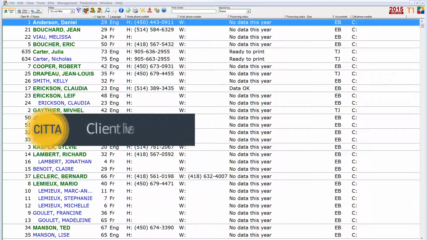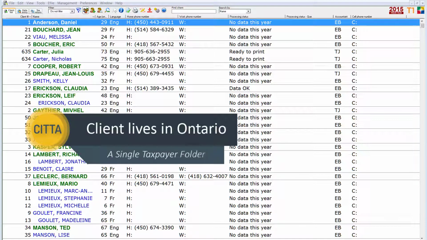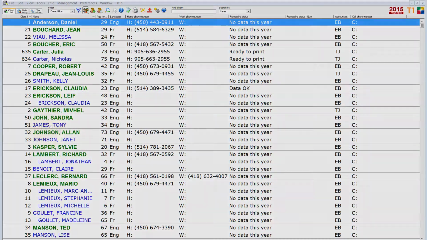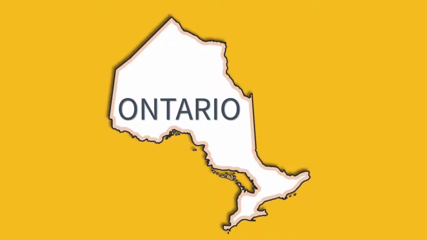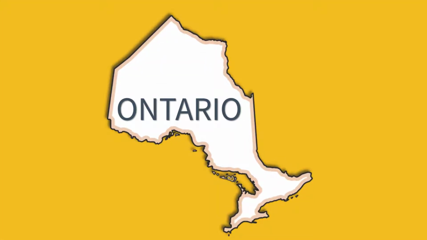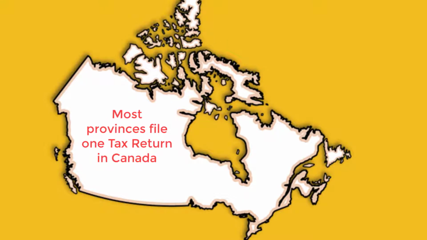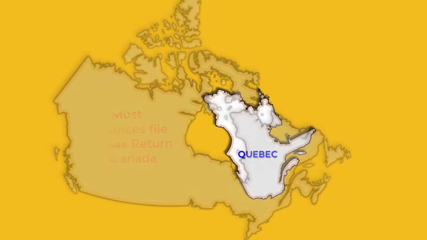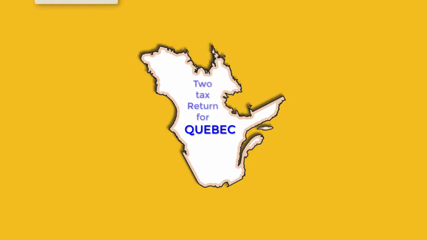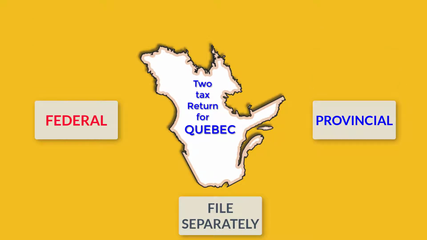Now that we have completed a tax return for Quebec, let's take a look at how easily you can change and file a tax return for another province other than Quebec using DTMax. In Canada, most provinces file only one income tax return, except for the province of Quebec, where you have to file both federal and provincial separately.